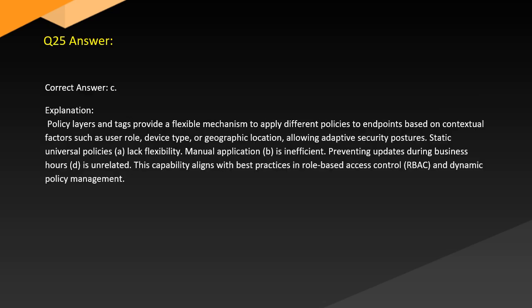Answer. Correct answer: C. Explanation. Policy layers and tags provide a flexible mechanism to apply different policies to endpoints based on contextual factors such as user role, device type, or geographic location, allowing adaptive security postures. Static universal policies (A) lack flexibility. Manual application (B) is inefficient. Preventing updates during business hours (D) is unrelated. This capability aligns with best practice in role-based access control, RBAC, and dynamic policy management.